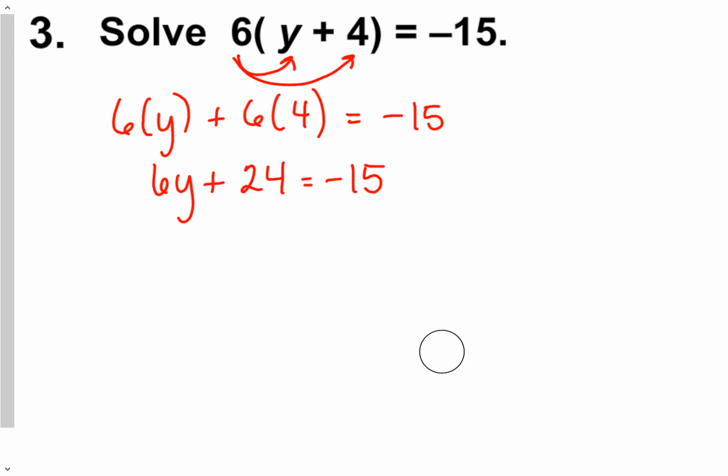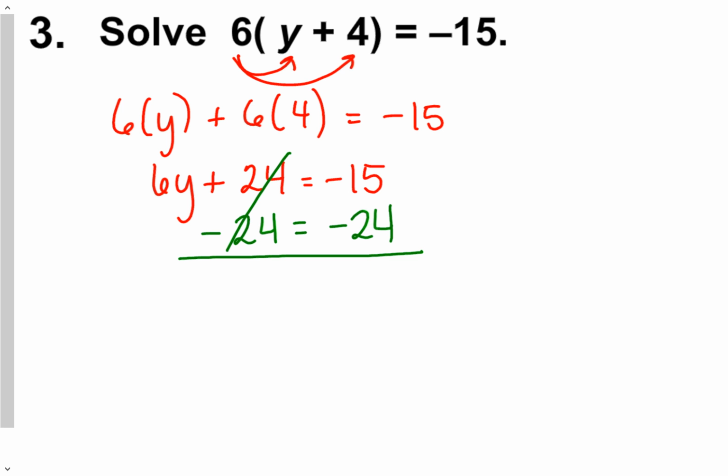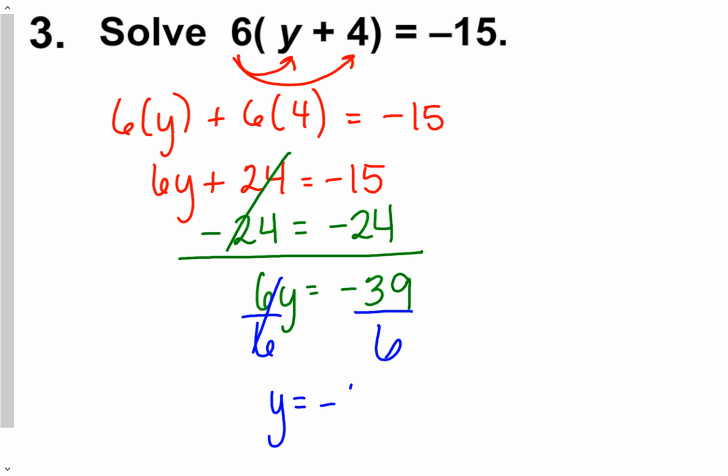Now this becomes just a regular 2-step equation, where we're going to add or subtract the constant first. So again, our constant is 24. So when we do that, we're going to get 6y on the left, and on the right we have negative 39. Now this one-step multiplication equation can be undone by dividing by 6, and then we get y equals negative 6.5.